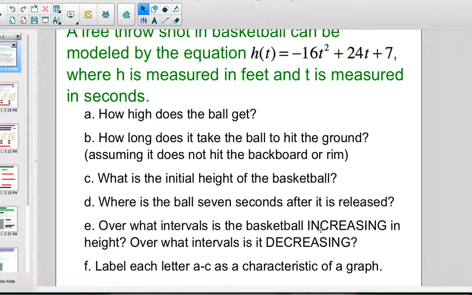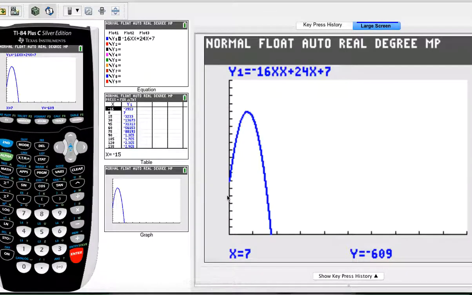Over what intervals is the basketball increasing in height? Over what intervals is it decreasing in height? So if you looked at the graph, it's increasing from here to here, and then it's decreasing from here to here. And again, technically this is a parabola. It's going to go left forever, and it's going to go right forever. So you could say, negative infinity up to this point, and then this point to infinity. But it's a basketball being shot. So there is no negative time, and there is no feet below ground.